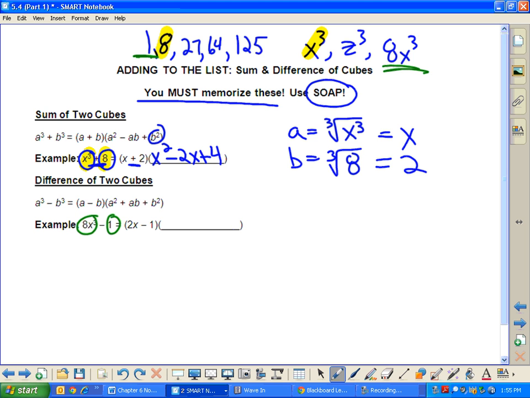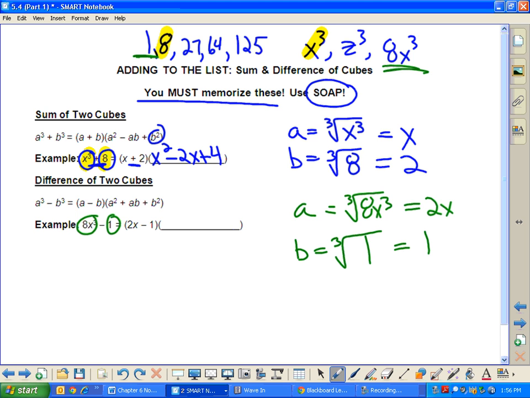After I decide that I can use the formulas, I need to include A and B. So I need to calculate A and I need to calculate B. A is found by taking the cube root of your first term. B is found by taking the cube root of your second term. First term was 8x cubed. Second term was 1. The cube root of 8x cubed is 2x. Cube root of 1, that's 1.